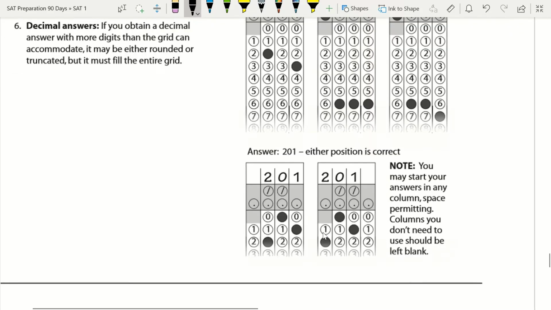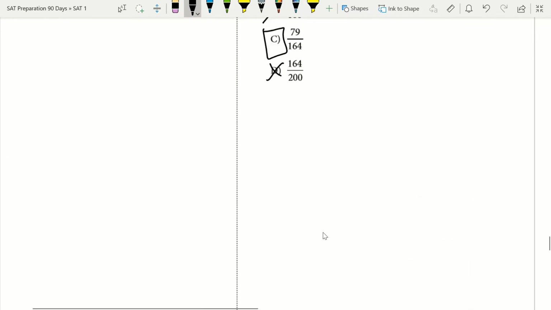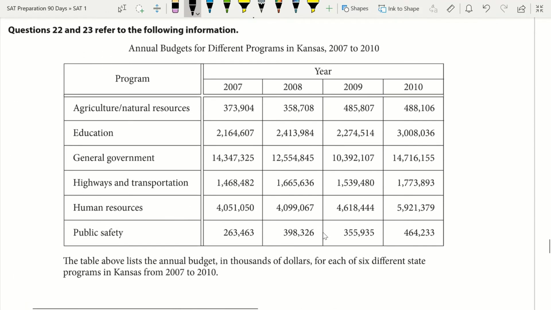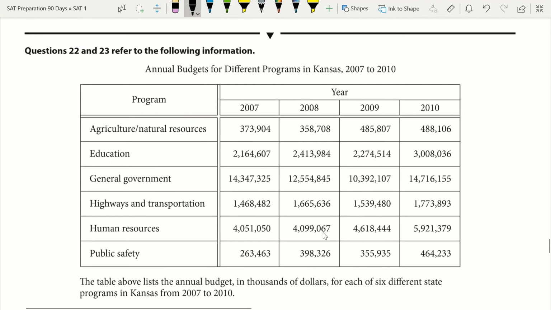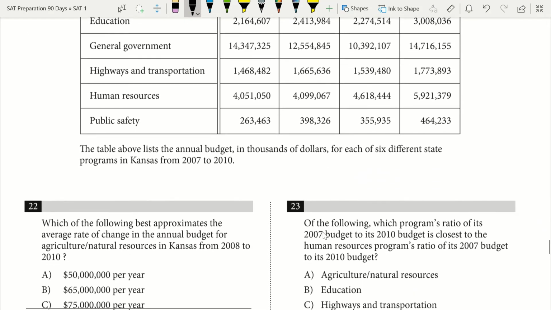So at this point, we roll back, and we're going to answer the rest of our multiple choice. Keep in mind, we left off at 22 because it was a paired question, right? If we're going to pair 22 with 23, then at that point is when we're going to jump to our free response. All right, we got annual budgets for different programs in Kansas from 2007 to 2010.